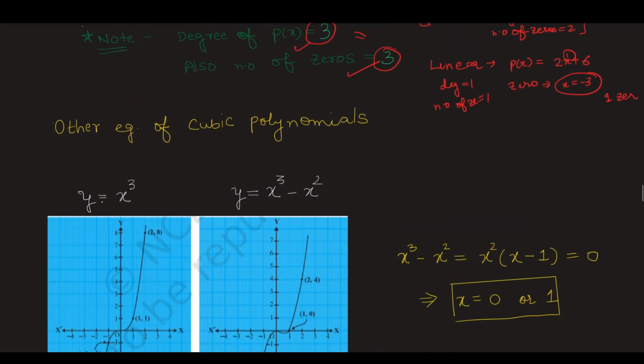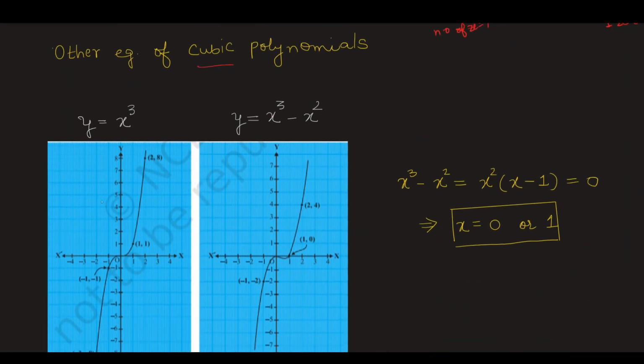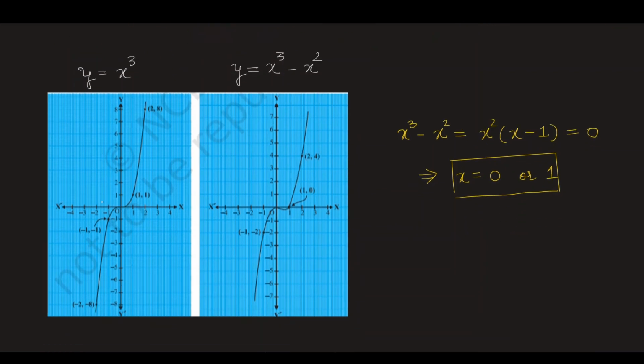Yes. Now we move on to other examples of cubic equations. First, we look at y is equal to x cube. Just by looking at this equation, you can tell when it will be 0. Put this equal to 0 and we get x is equal to 0. Also, this is the intersection of this graph and the x-axis. Now we have y is equal to x cube minus x square. We have solved it here. x cube minus x square is x square into x minus 1. Put it equal to 0. We get x is equal to 0 or x is equal to 1.